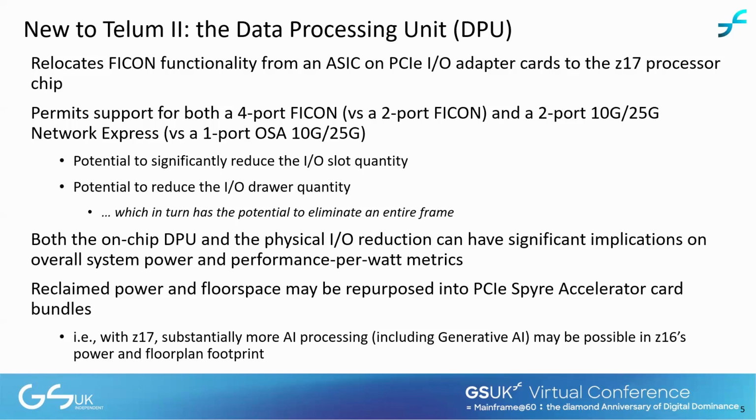So, if you can double the amount of support and you don't need the IO slots to the degree you did before, you have the potential to significantly reduce your IO slot quantity, which in turn has the potential to significantly reduce your IO drawer quantity. Depending on how many IO drawers you save, or if you only tipped 1 or 2 into another frame and you can reclaim those 2 drawers, there is a potential in some cases to eliminate an entire frame.